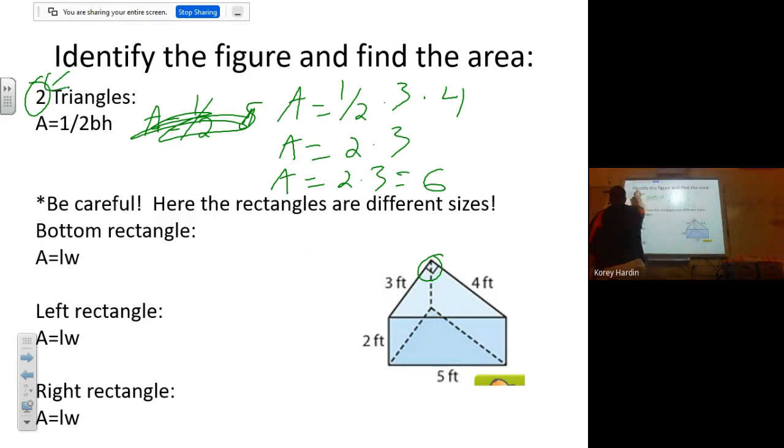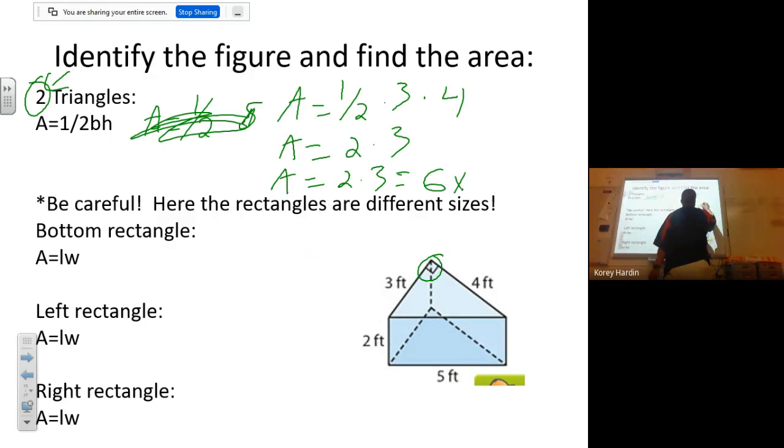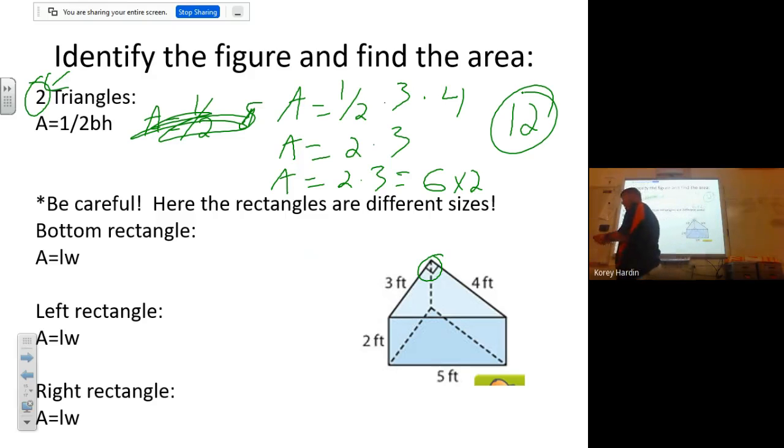Now, remember, I've got to have 2 triangles. So I got to do 6 times 2. 6 times 2 is going to give me 12 for an area of the triangles. Okay? Now, that messes up a lot, okay? Because I know that now this is my base. This is my height. Okay? And then I've got another side because all 3 are different.